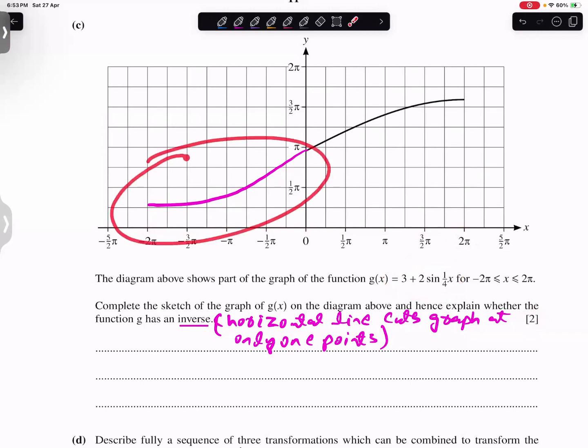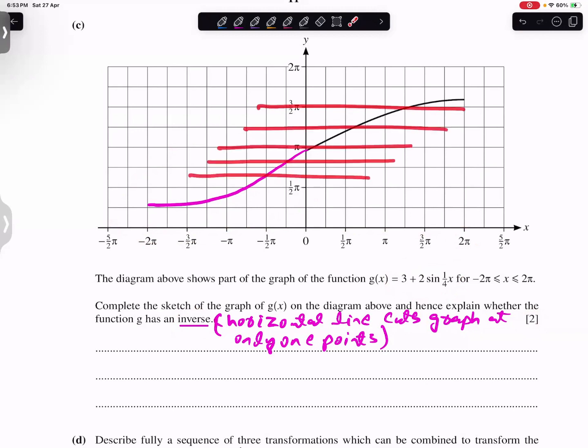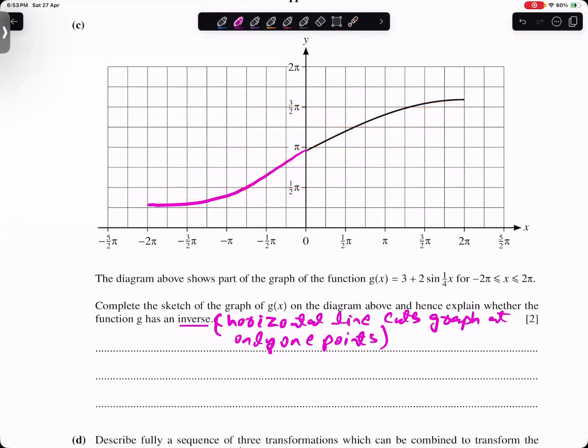Again, they have asked two things. One, draw the graph, and other, what do you say about the inverse of g? So inverse means if you draw a horizontal line, it will cut the graph at only a single point. You can draw a horizontal line anywhere on the graph, and you can see that the horizontal line intersects the graph at only a single point. So it means that this function has an inverse. So you will say yes, g has an inverse.